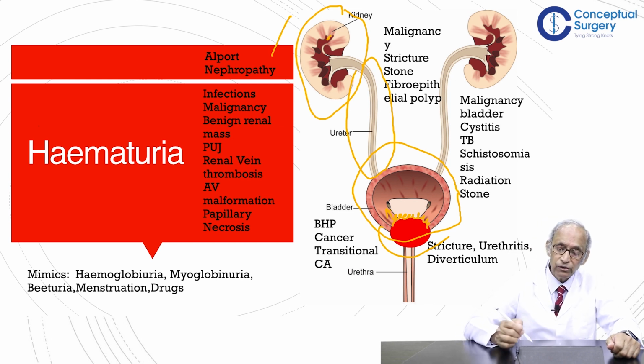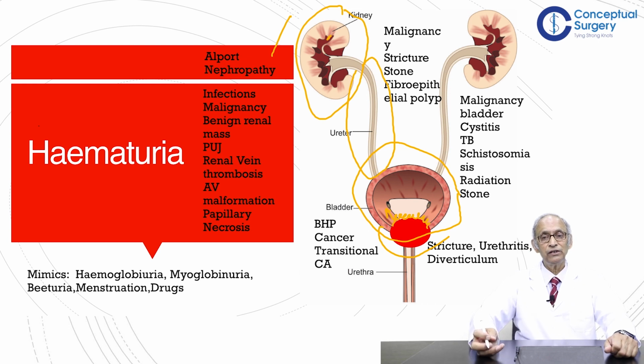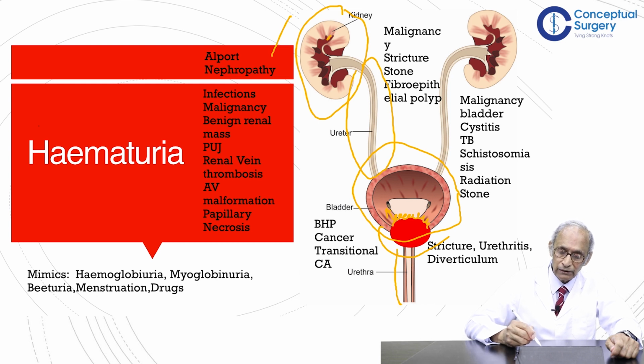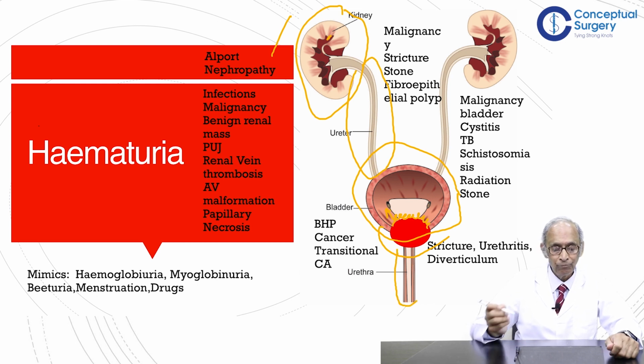Now all these hematurias will have different characteristics. I'll go into it a little later. And urethral pathologies, either a stricture or a urethritis or even a diverticulum for that matter, because urine gets retained while the patient is passing urine, results in infection and further hematuria takes place. So this is the last source of hematuria.